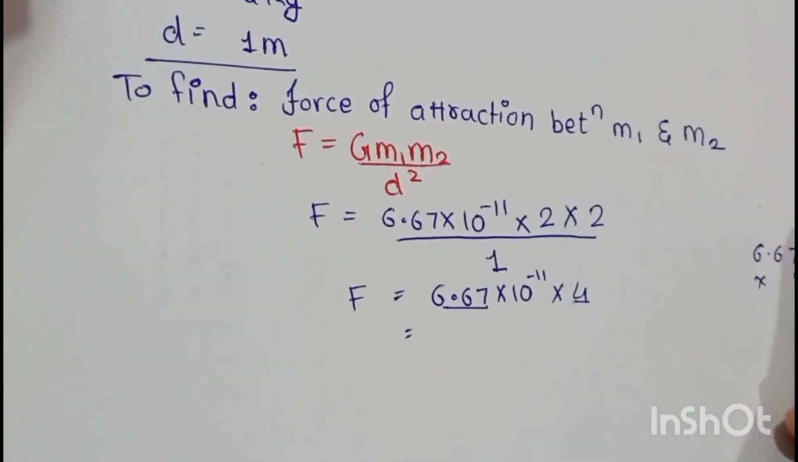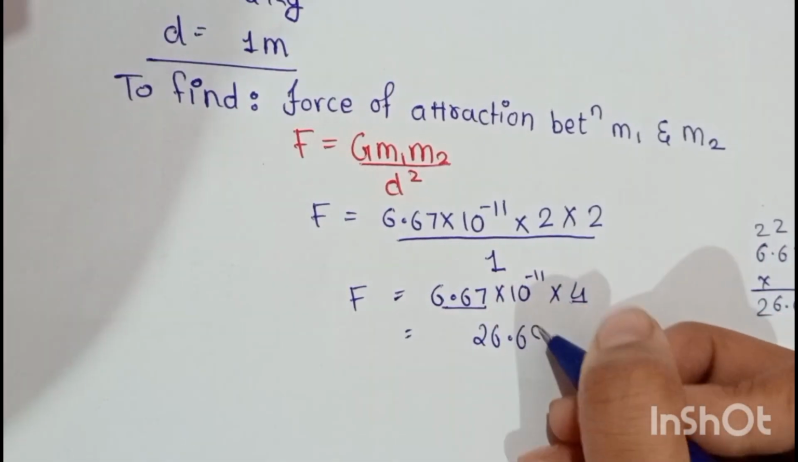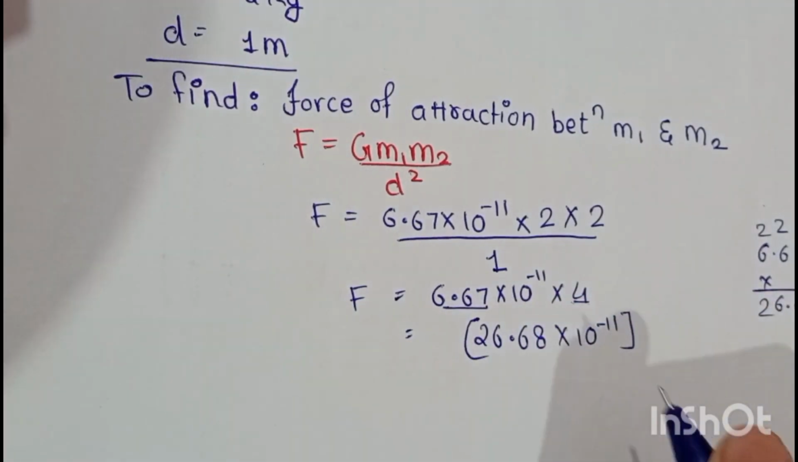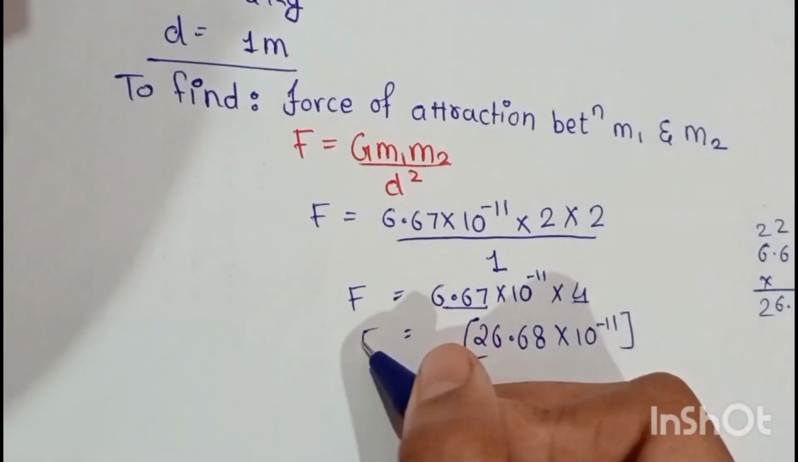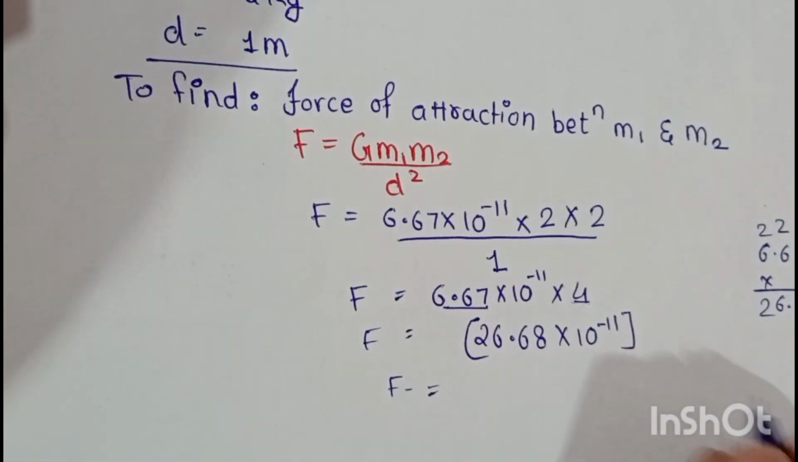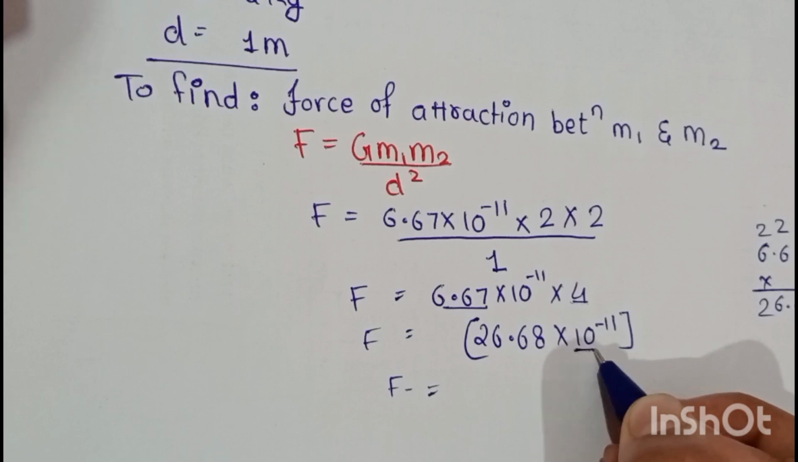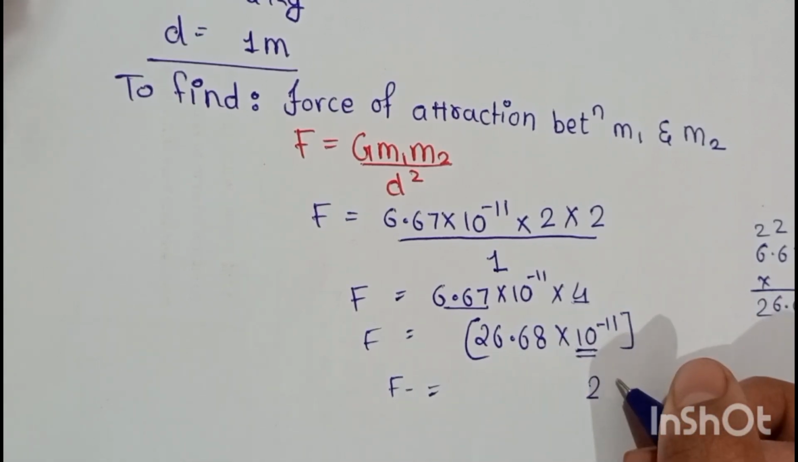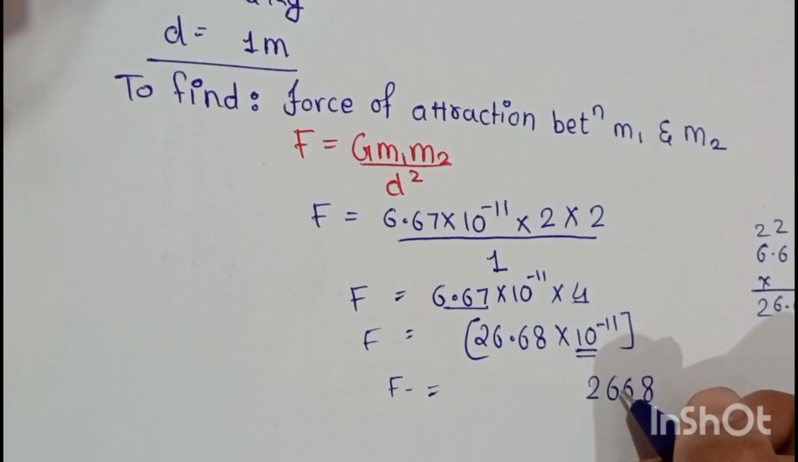Now multiply this 4 with 6.67. 7 fours are 28, 6 fours are 24, 25, 26. What we get is 26.68 into 10 to the power minus 11. Now we will try to convert it into a simpler form. 10 to the power minus 11 means the decimal point moves like this: 2668, and the point is here.